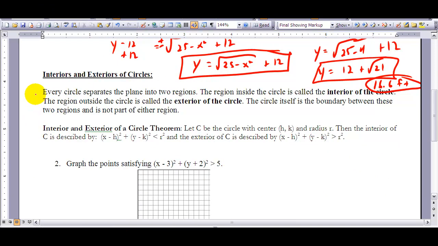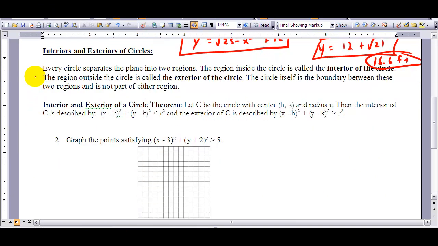Next, we're going to talk about the idea of interiors and exteriors of circles. Every circle can be separated by the plane into two regions. The regions inside the circle are called the interior of the circle. The region outside is called the exterior of the circle. The circle itself is a boundary between these two regions and is not part of either region.